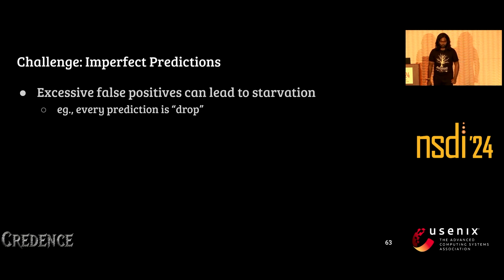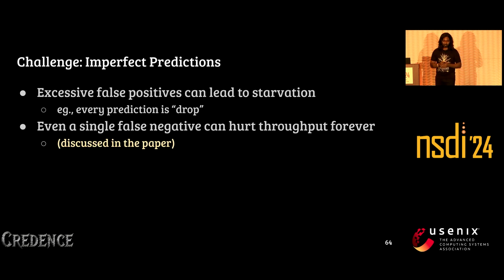So in the paper, we show very interesting cases where false positive errors can actually lead to starvation. The naive case would be where every prediction is a drop, so we keep dropping every incoming packet. There's another interesting case where false positive errors can hurt throughput forever, even a single false positive error. We discuss these details in the paper. For the interest of time, I'll leave these details for now.